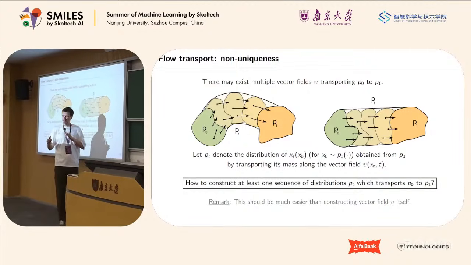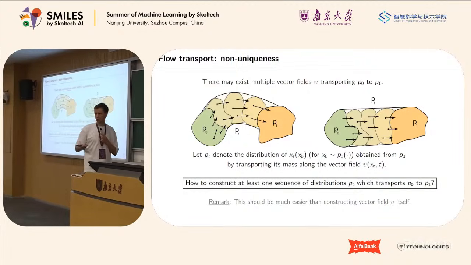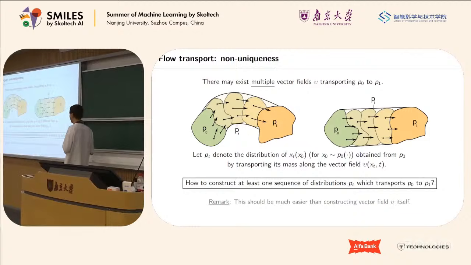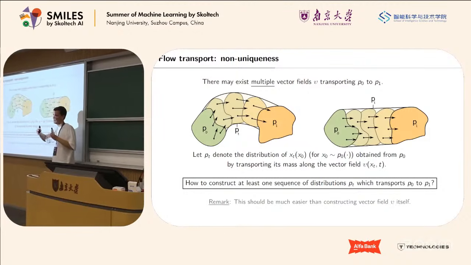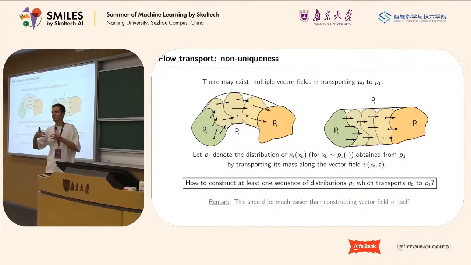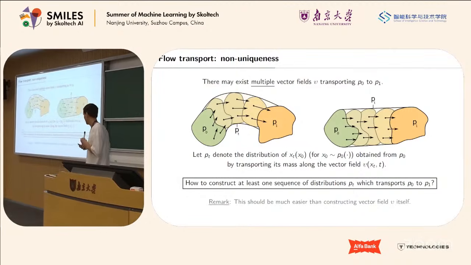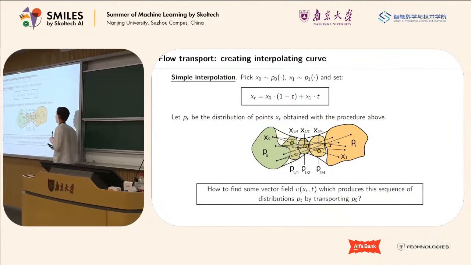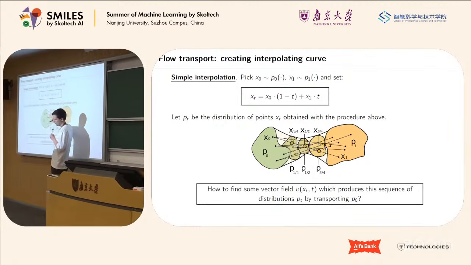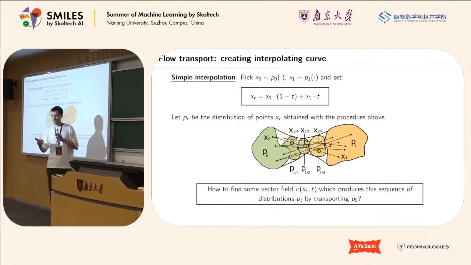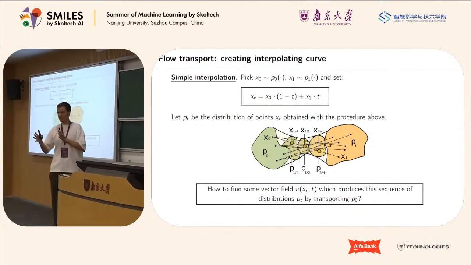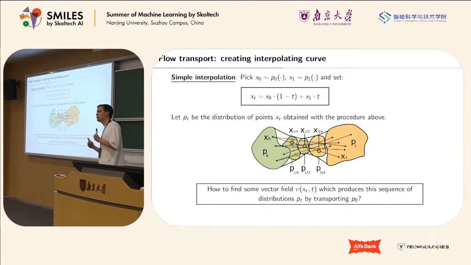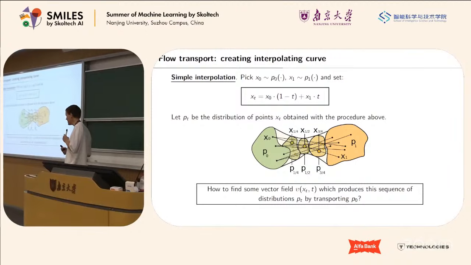Before finding the vector field which produces this sequence, let's try to somehow define the sequence, because even just defining the sequence of probability distributions which somehow interpolates between them is not a trivial task. We are going to first define some sequence of probability distributions which interpolates between the input distribution and the target distribution, and then find some vector field which produces this sequence.